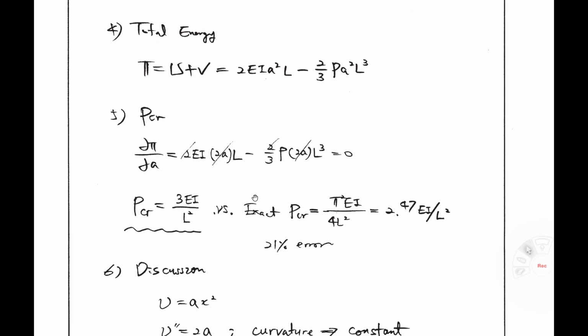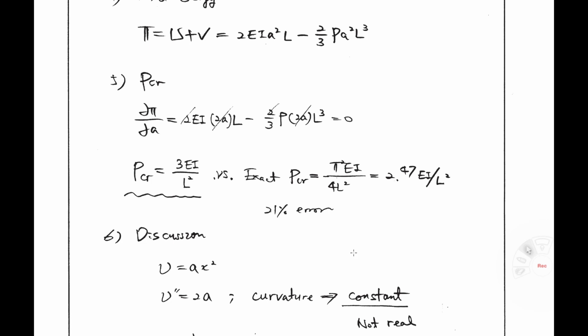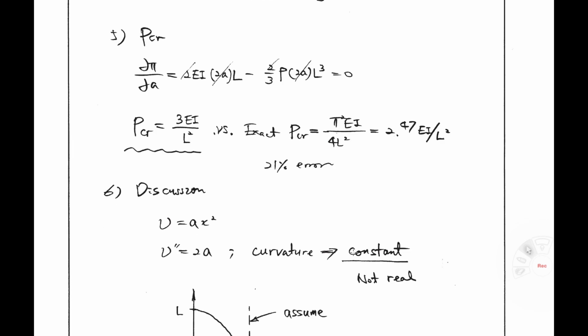They are the same or different? Yeah, they are different. This value is 2.47. This one is 3. There is a considerable difference between the two approaches. So the error is 21%. This error is not negligible. Somewhat big error. So let's look at why the error is so big.